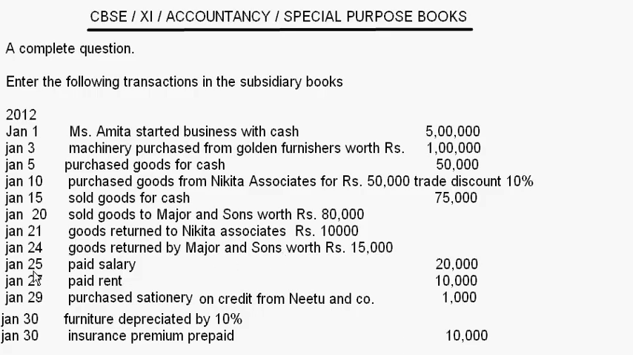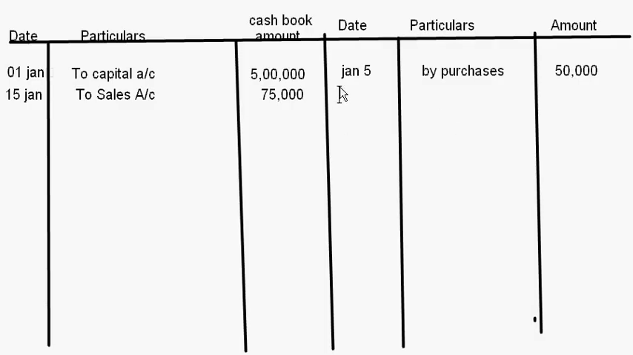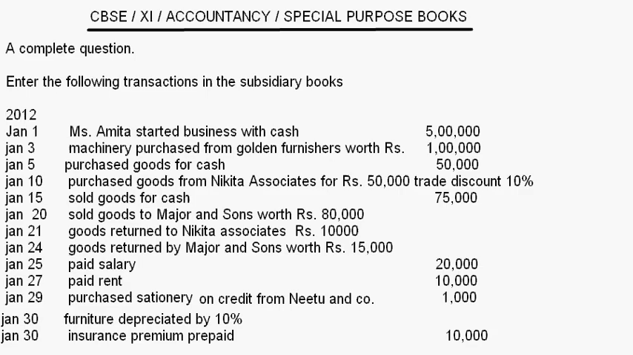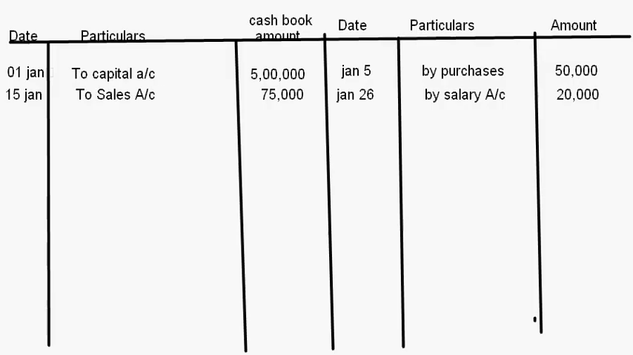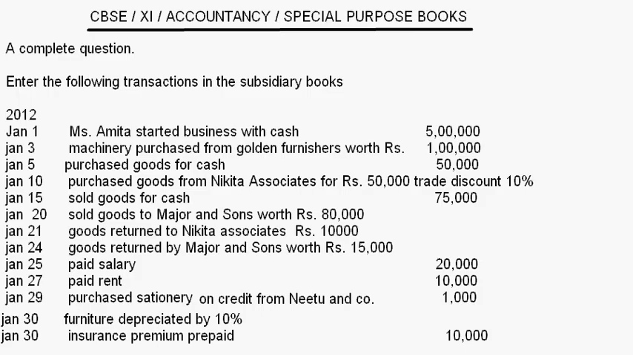Okay, then the next thing is January 25th, paid salary 20,000. This will come in the cash book, right? So January 26th, by salary account 20,000. January 27th, paid rent 10,000. So this is by rent account 10,000.